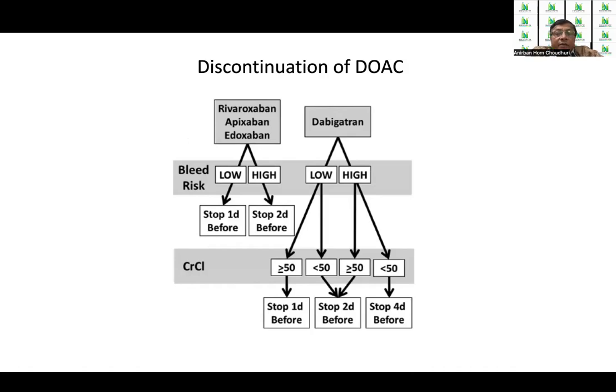For dabigatran, again, the risk can be low or high. We have to look additionally at the creatinine clearance. If the creatinine clearance is more than 50, stop 1 day before. If it is less than 50, stop 2 days before. If the bleeding risk is high and the creatinine clearance is also high, stop 2 days before. If the bleeding risk is high and the creatinine clearance is less than 50, then stop 4 days before the surgery.